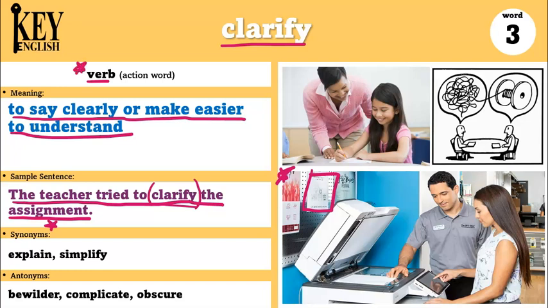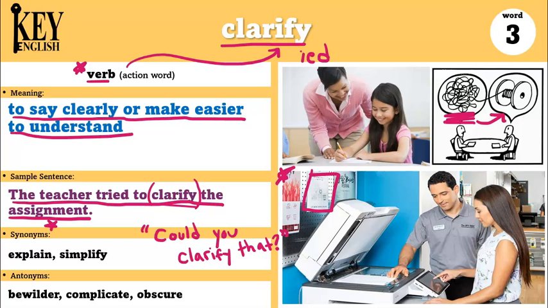Remember, this is a verb, so you can change the ending for the tense in your sentence. You can say clarify, or you can add IED at the end to say clarified in the past tense. So whenever we clarify something, it means something is confusing or not easy to understand, and we are making it more clear. We are making it easier to understand.